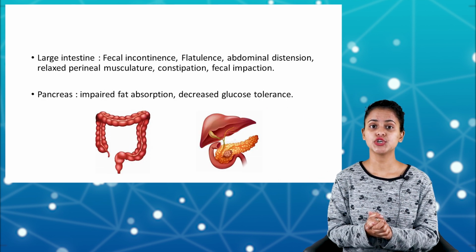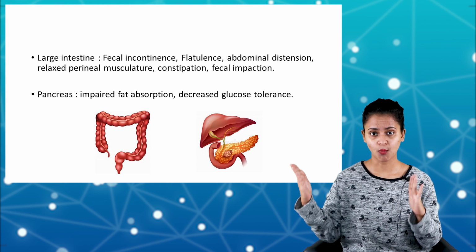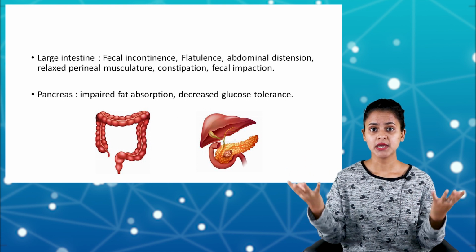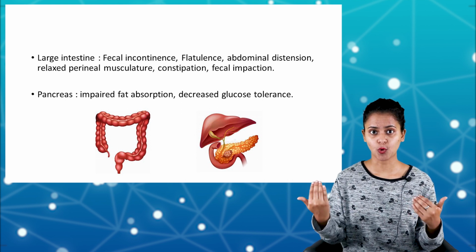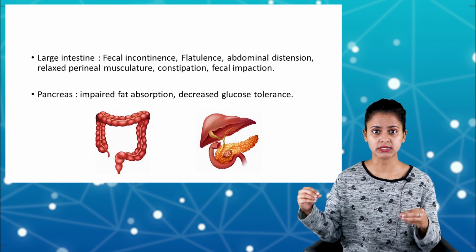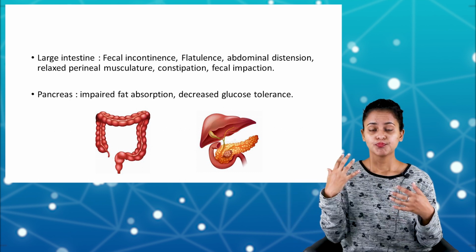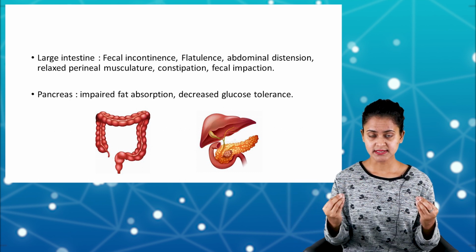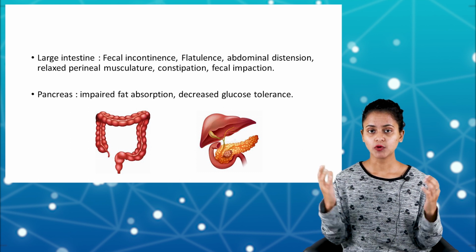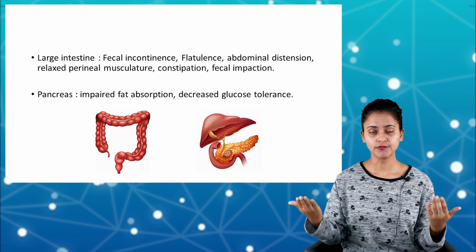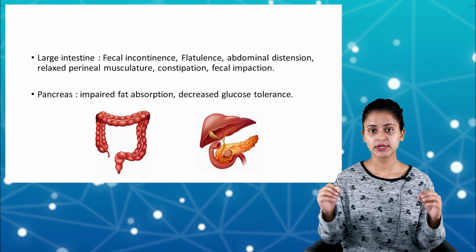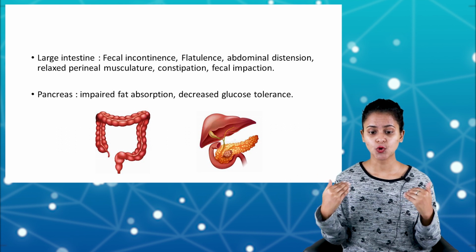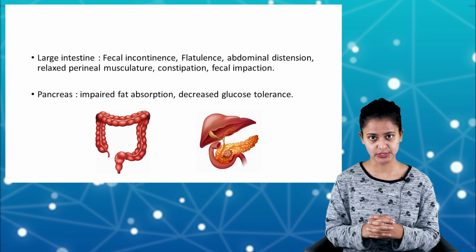The large intestine will be showing decreased motility. Even there will be production of excessive flatulence. Abdominal distension often will be found among the older individual. Because of the relaxed musculature, often an older individual will be complaining about the development of fecal impaction, fecal incontinence, and constipation.